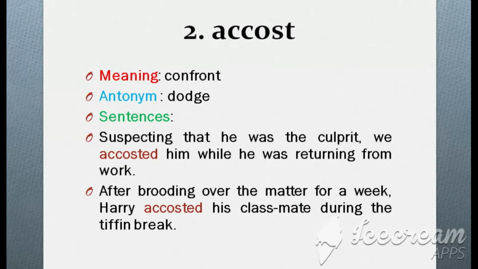Now we come to word number 2, accost. The meaning of accost is to confront. Opposite is dodge. Sentence number 1 with the word accost. Suspecting that he was the culprit, we accosted him while he was returning from work. Sentence number 2. After brooding over the matter for a week, Harry accosted his classmate during the tiffin break.